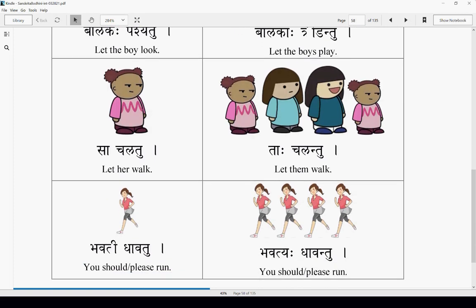Okay, so the next example is chalatu, sa chalatu, saha chalantu. So you should be remembering the bahuvachanam of sa, the doer: saha. In the ekavachanam it is chalatu, bahuvachanam chalantu. Similarly we have here bhavati dhavatu, ekavachanam, and bhavatyaha dhavantu, bahuvachanam, in the strilingam.